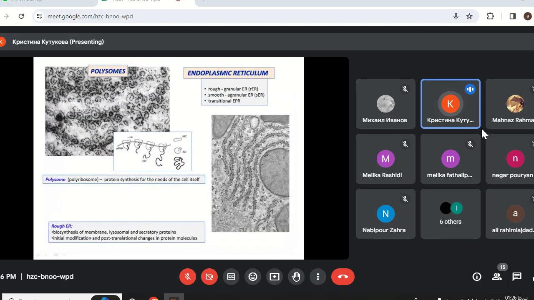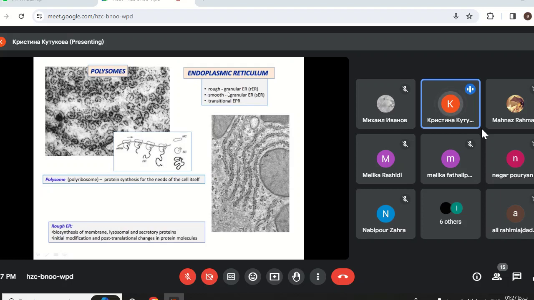So we start to discuss organelles with endoplasmic reticulum. Endoplasmic reticulum is subdivided into two subtypes: rough or granular endoplasmic reticulum, RER for short, and smooth or agranular, SER, smooth endoplasmic reticulum for short. And in some cases transitional, it is something in between rough and smooth one.